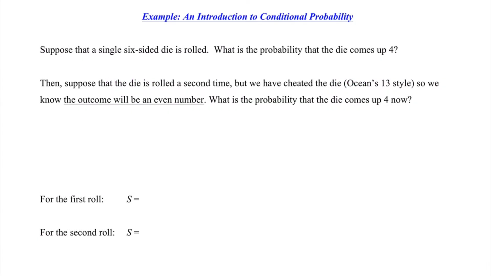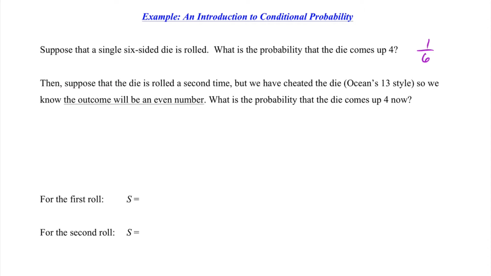Taking a look at this example real quick then. Suppose that a single six-sided die is rolled. What's the probability that the die comes up 4? According to our classical method, there is one 4 out of the 6 options on this single die. That means the probability of rolling a 4 would be 1 over 6.